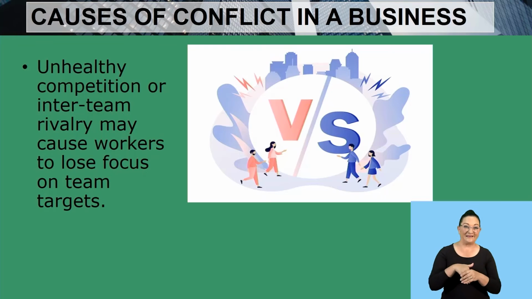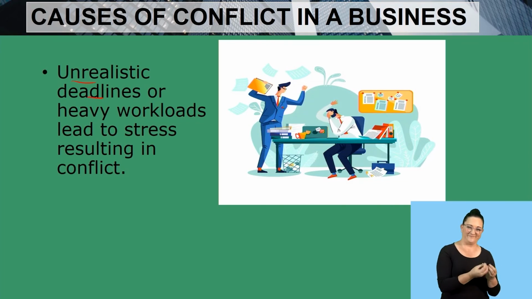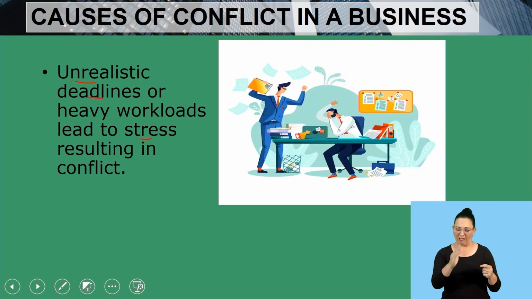We still continue with the causes of conflict in the business. Unhealthy competition or inter-team rivalry may cause workers to lose focus on team targets. What does that mean? Competition is not always bad, but it becomes unhealthy when we are fighting amongst each other in the workplace. It becomes serious because if you don't win, it has a negative impact on the company's productivity. I spoke about unrealistic deadlines or heavy workloads, which could lead to stress, resulting in conflict, because some people don't know how to manage the stress, and that affects them.